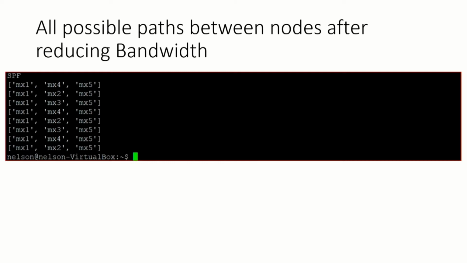Finally, we allocated 50 Mbps bandwidth per link, and we computed how many possible links are possible between two routers. As we can see, between MX1 and MX5, we have about 7 routes before exhausting 50 Mbps bandwidth.